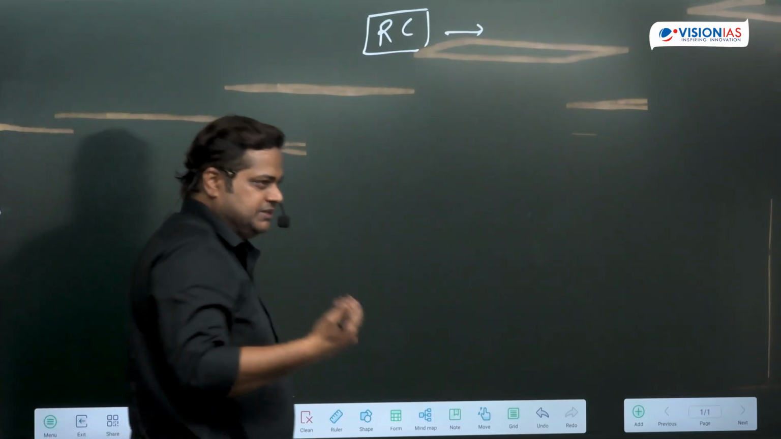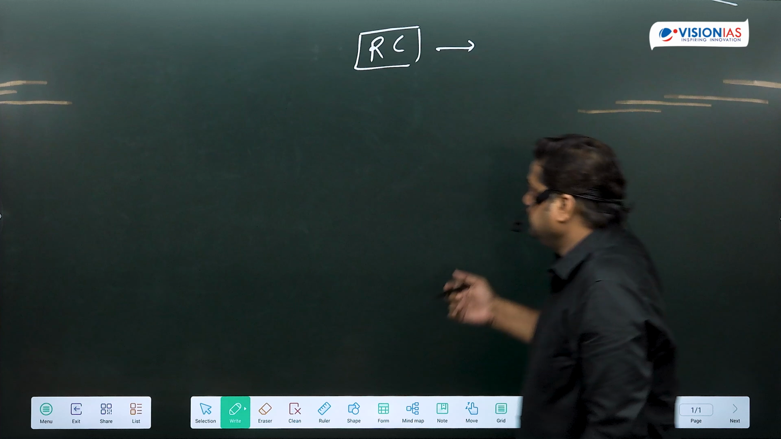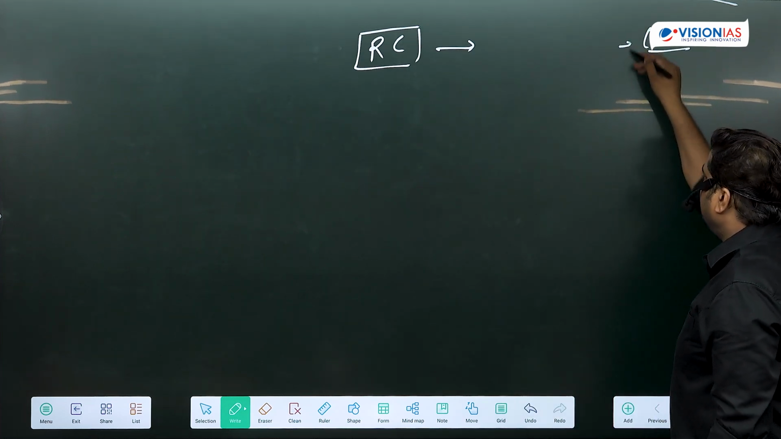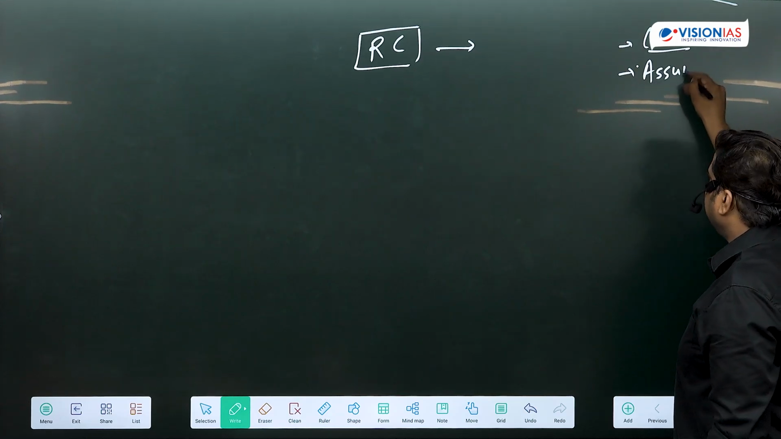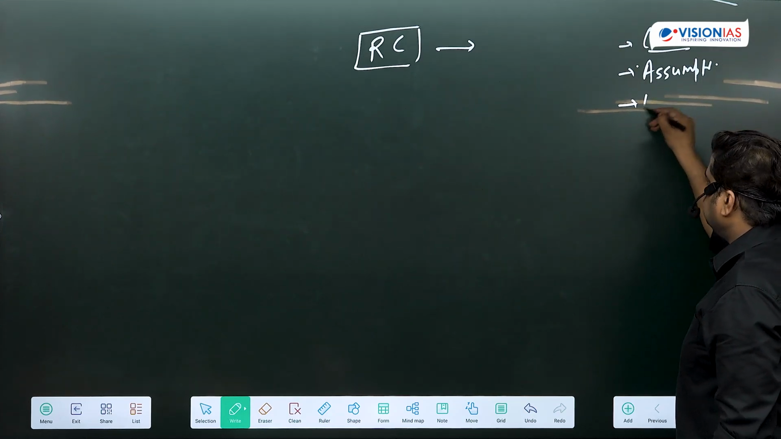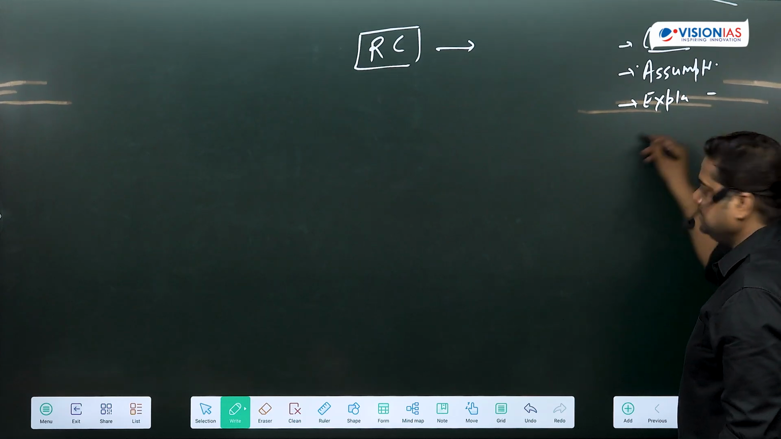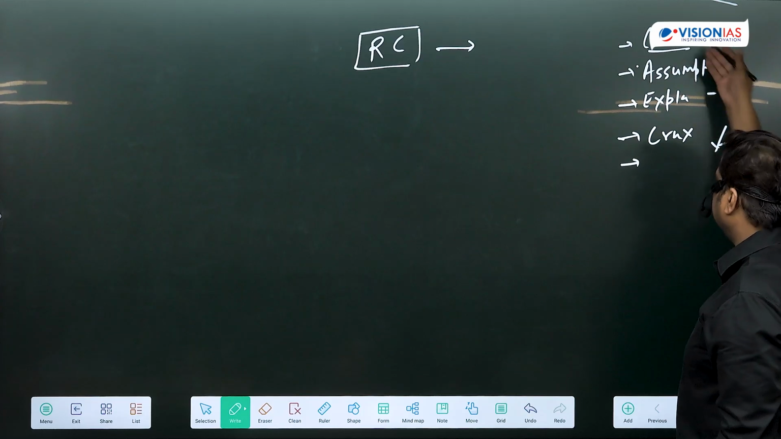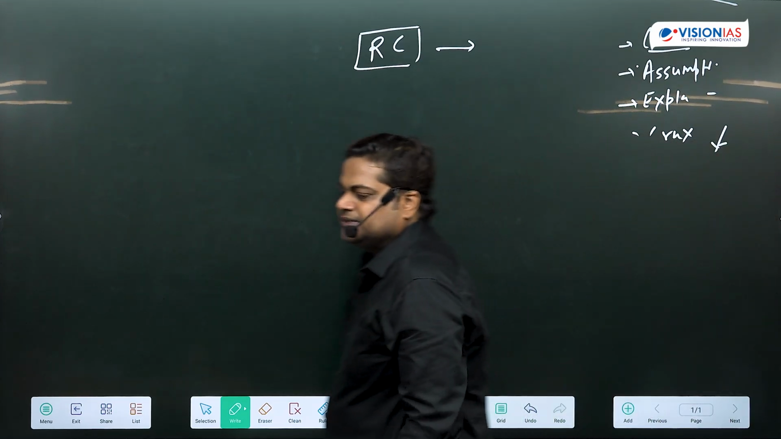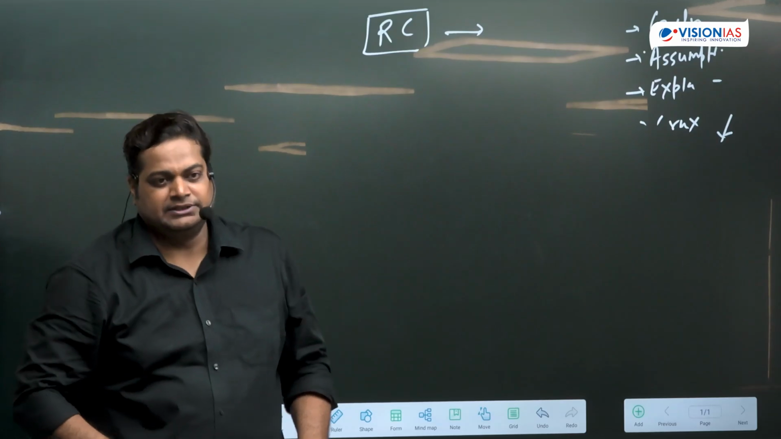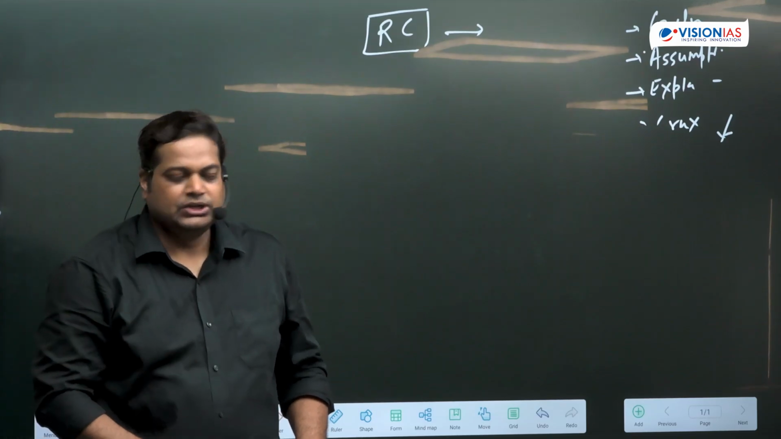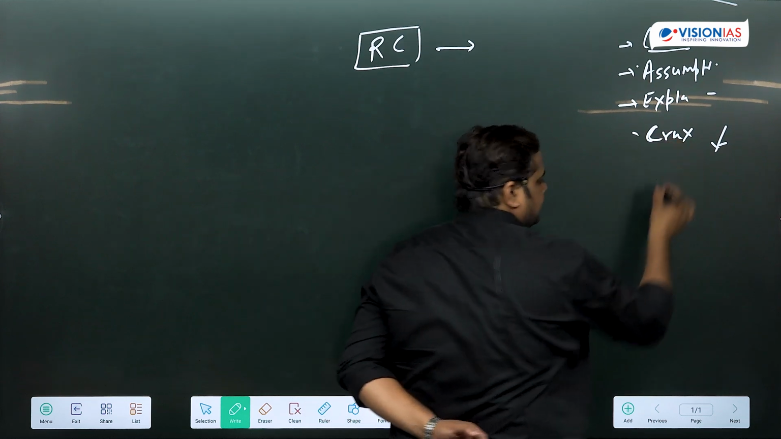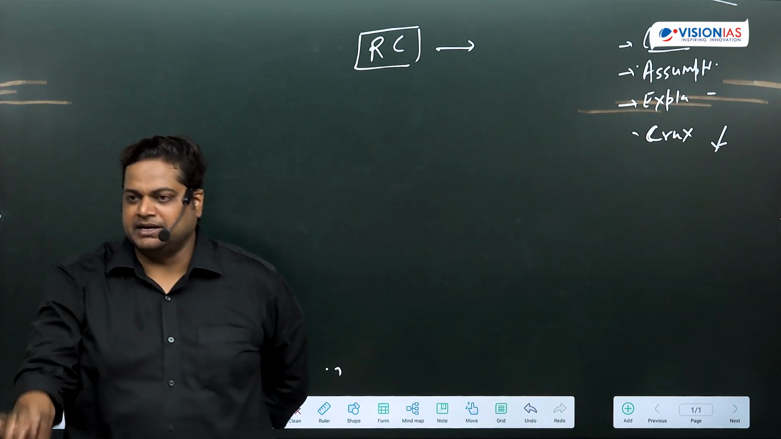Then they are asking questions. The questions have some tail words, like what can be the conclusion? What were the assumptions made in the passage? What is the best explanation of the passage? What is the crux of the passage? What is the best message conveyed by the author? So this way, they ask different tail words in the passages.